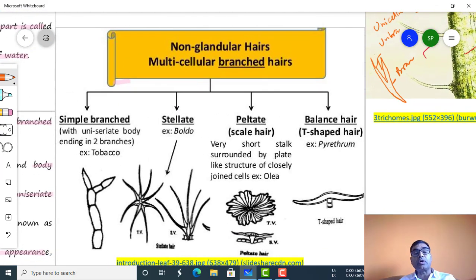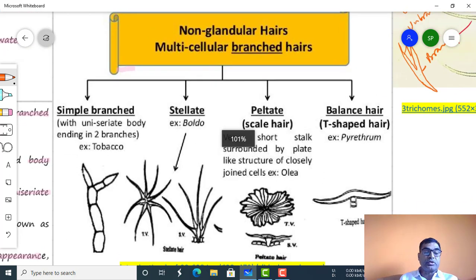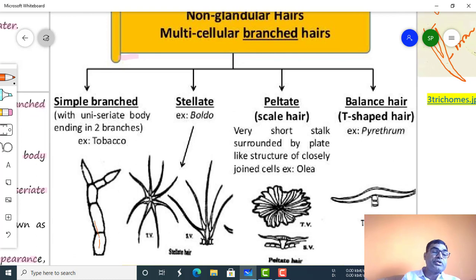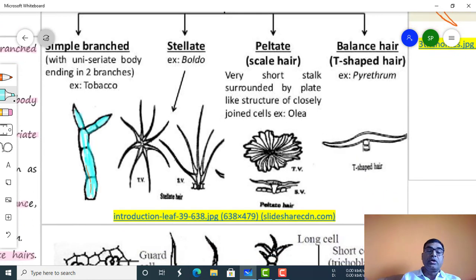Just see, these are the non-glandular hairs. So this one is a simple branched multicellular. See this one here, this one is a multicellular hair, but it's showing a branched structure. Okay, this is a stellate hair. What is a stellate hair? This one is a multicellular structure. It forms a star shaped structure, that's why it is called a stellate hair, or it may be present in this form. Stellate hair, star shaped structure.